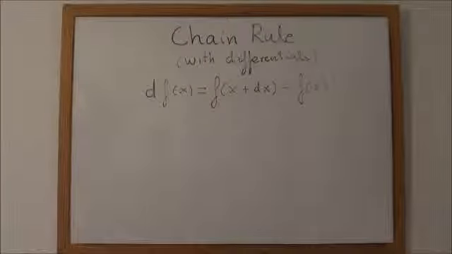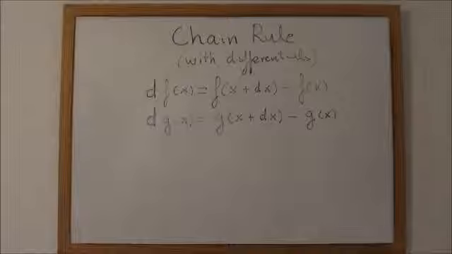Let's recall that the differential of a function f of x is defined as f of x plus differential of x minus f of x, being differential of x an infinitely small increment of x. For our second function, g of x, we have exactly the same. Differential of g of x is defined as g of x plus differential of x minus g of x.